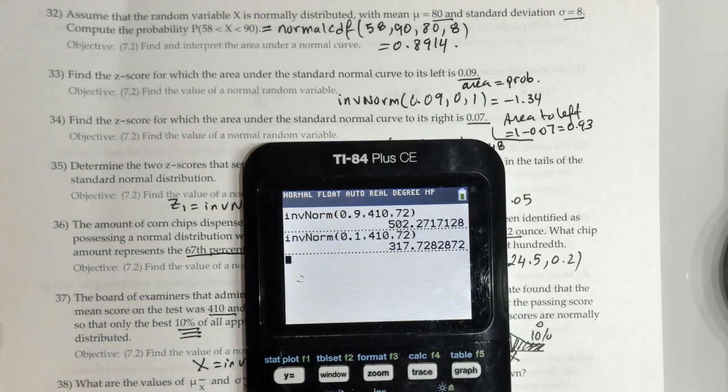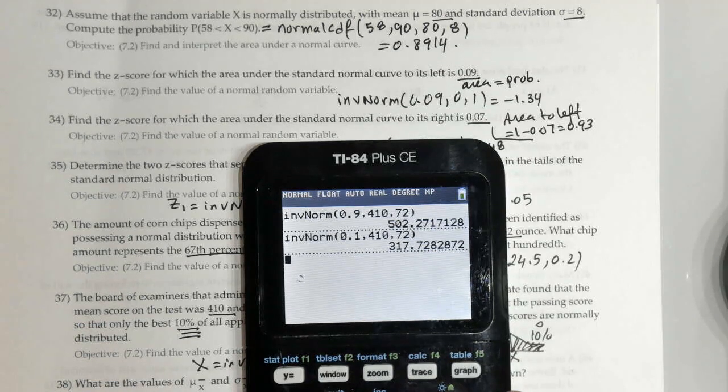But for students who have the left, right, center calculator that shows this, you can keep 0.1 but put this as a right. Then it should give you 502 as an answer.